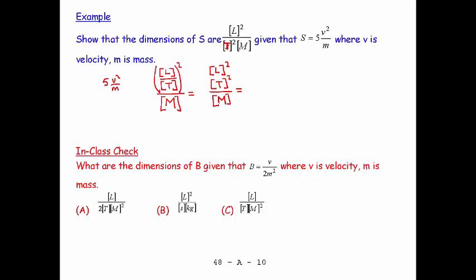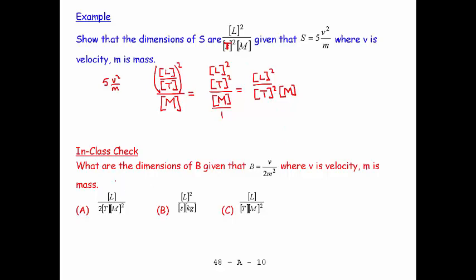So the question is, do I divide by the mass? Does it go on the top or does it go on the bottom? And what I recognize is that's like m over 1. And so I end up with L squared over T squared. And then this thing flips so that the m is on the bottom. And there's my answer. So that's how you do them.